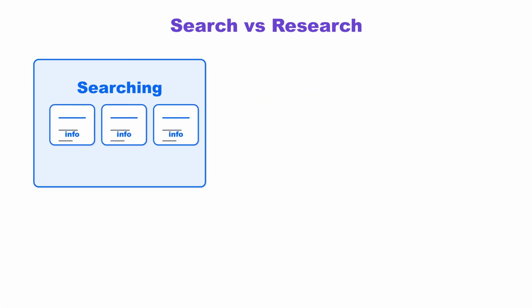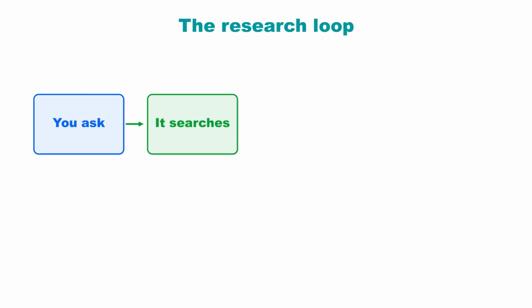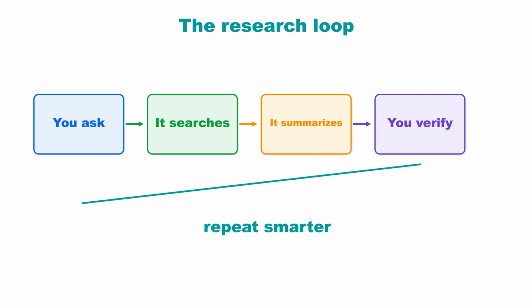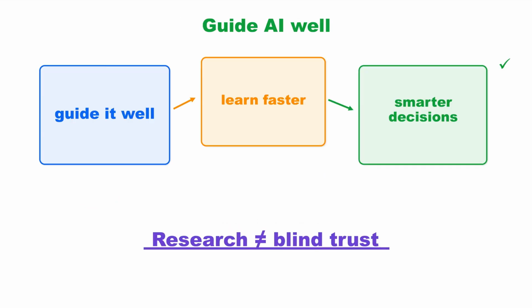Searching finds information. Research decides what information deserves trust. You ask. It searches, it summarizes, you verify, and if you guide it well, AI can help you learn faster and make smarter decisions.